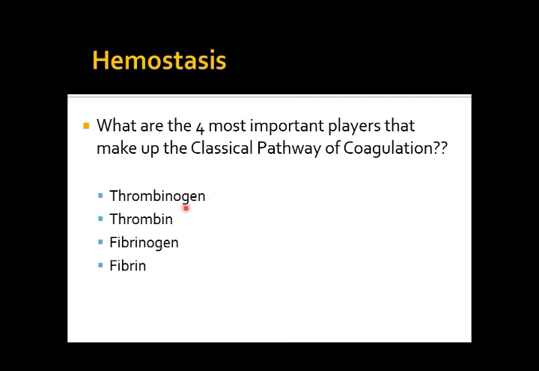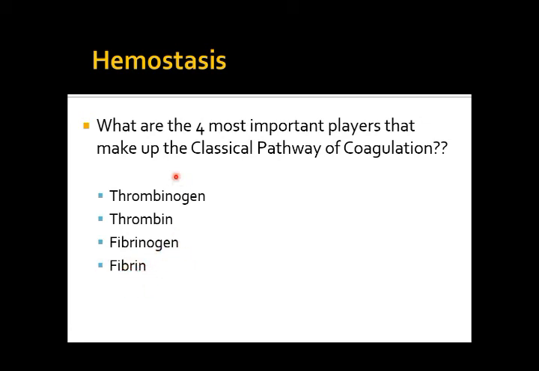So when you see the suffix -ogen or -inogen, what are you thinking of? Hopefully you're thinking that this is an inactive protein or a precursor protein, which is exactly what this is. So thrombinogen is the inactive form of thrombin, and then fibrinogen is the inactive form of fibrin.